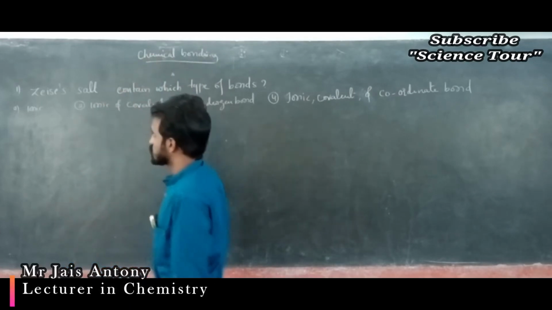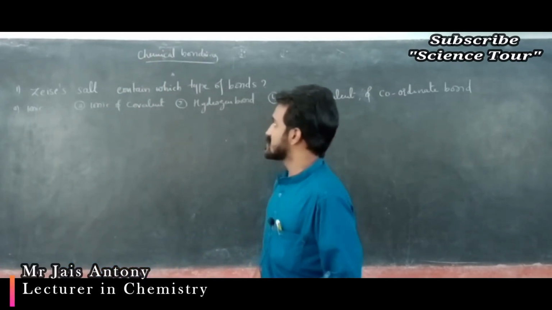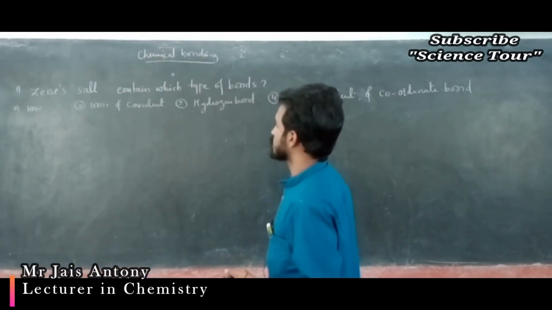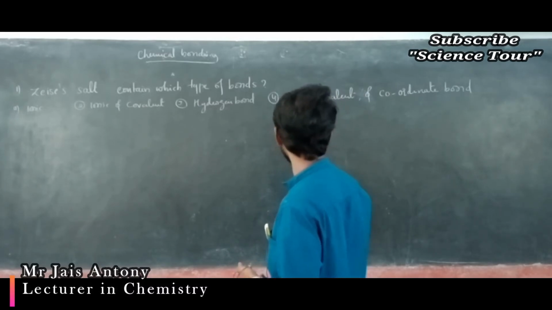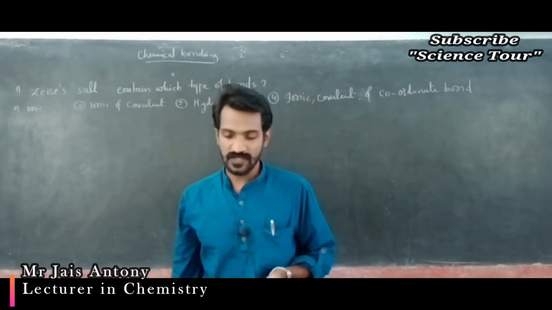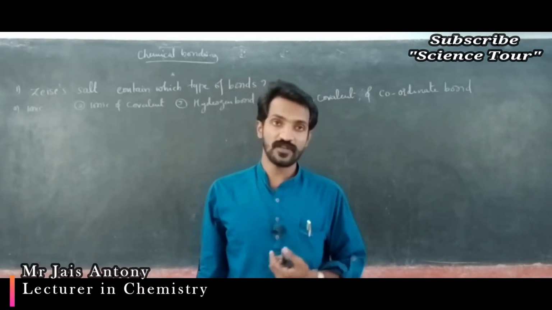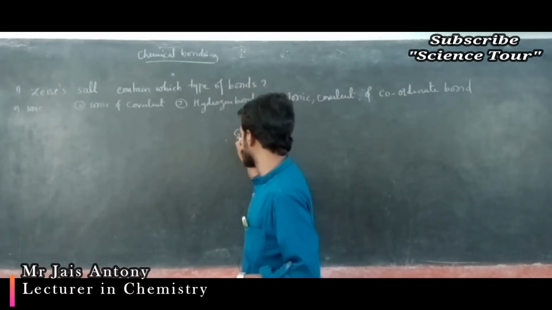Okay, what is the first question, students? Zeise's salt contains which type of bonds? Ionic and covalent, hydrogen bond, ionic, covalent and coordinate bond. Which one actually? First, what is Zeise's salt? That's very important, my dear students.